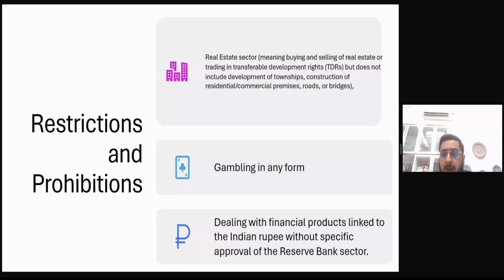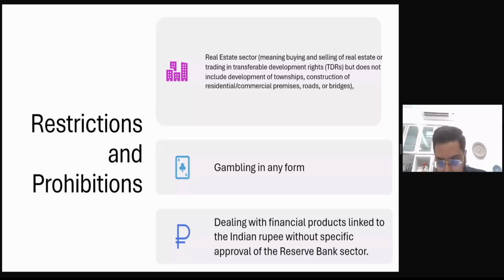Now, the restricted and prohibited sectors. For example, the real estate sector is restricted. A company cannot make an ODI in the real estate sector. Now, what do you mean by real estate sector? Real estate sector means buying and selling of real estate, or trading in TDRs, transferable development rights. It does not include development of townships, construction of residential and commercial premises, roads and bridges. So you can do an ODI in a company that is in the development of townships, construction of residential and commercial premises. That is okay. But if you're doing an ODI in a company that is trading in real estate or trading in TDR, then there's a restriction.